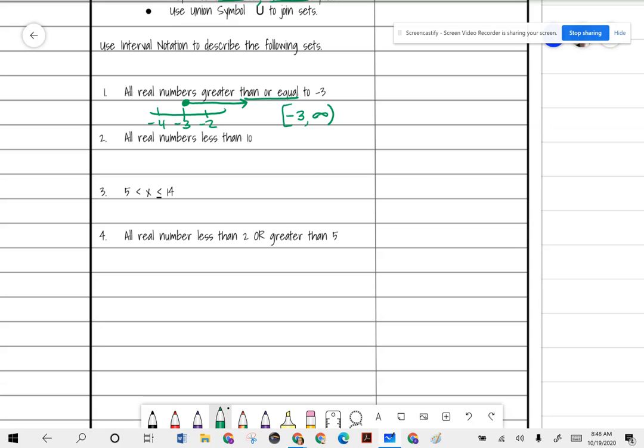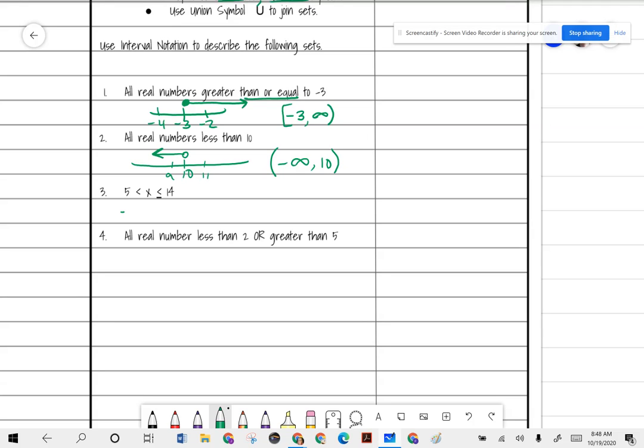And because you can never actually get to infinity, anytime you have infinity or negative infinity, you're going to use parentheses. So let's take a look here at all real numbers less than 10. So 9, 11, open and to the left. If I were to do that in interval notation, the smallest number would be negative infinity, and it stops at 10. Again, parentheses with negative infinity. It's an open circle here at 10, so it is going to also be parentheses.